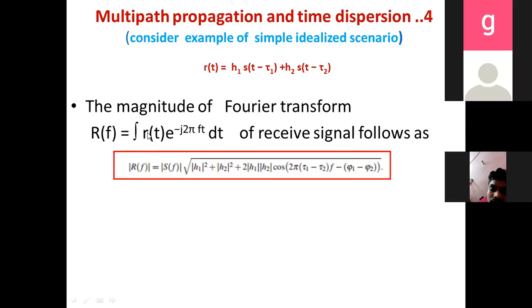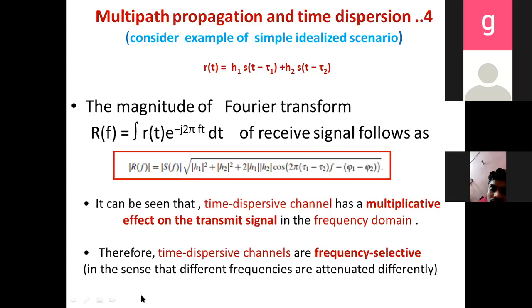This is the general form of the received signal. All right, let me show it here. This is the general Fourier transformation equation for any given r(t) signal. This is the Fourier transform, and this is the received signal. The Fourier transform of this received version is like this. It is quite complicated, as you can see here.